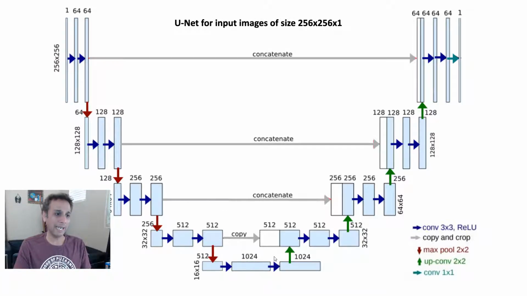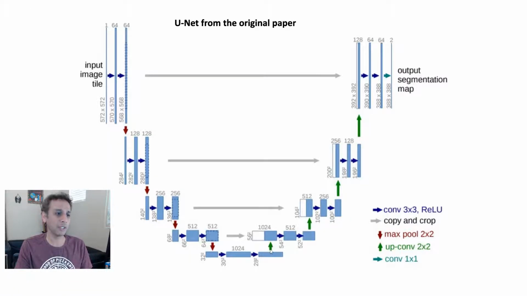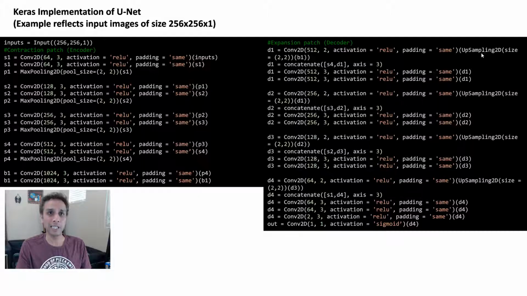This is my base, and going up, what's happening while we are going up? Pay close attention here. From 1024 it's going to 512. Why is it going to 512? Because that's what we defined, right? So going up, there is a convolution operation of 512, and the green is up convolution 2 by 2. What does that mean? It's upsampling.